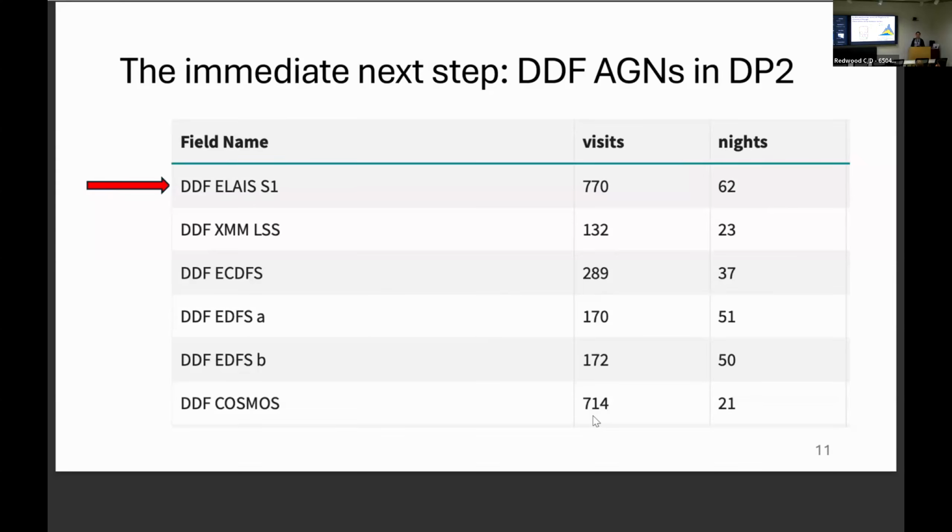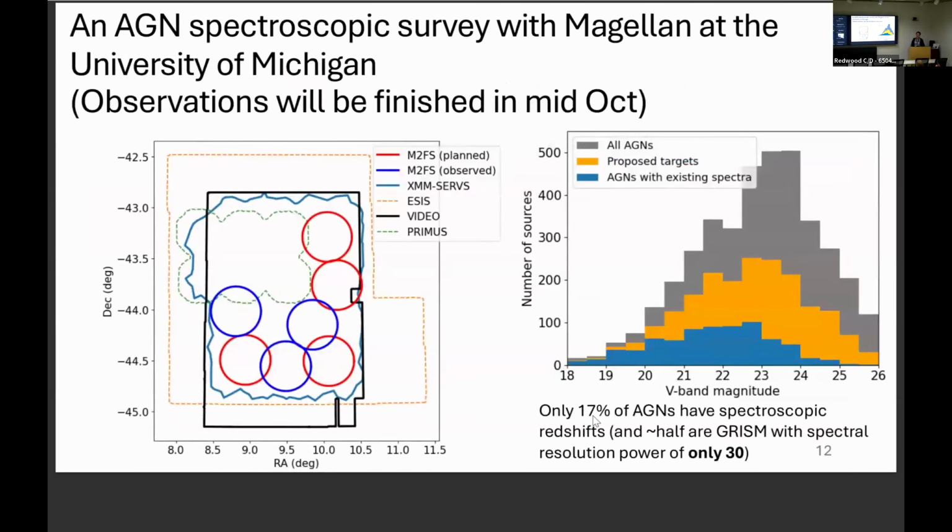The problem is that ELAIS-S1 has very, very limited spectroscopic data. Only 70% of known AGNs there have spectroscopic redshifts. And actually half of these spectroscopic redshifts are from very low resolution grism spectra. The spectral resolving power is only about 30, so it's not really useful other than just giving you some redshifts. And we know that photometric redshifts for AGN are also very difficult. So we want to improve that.